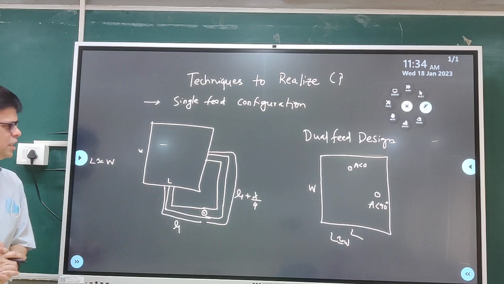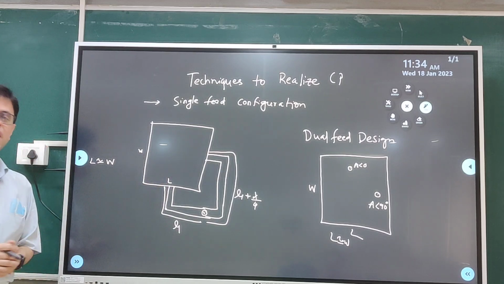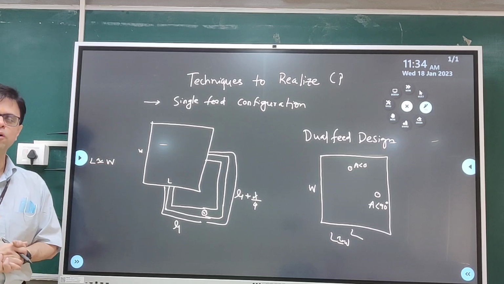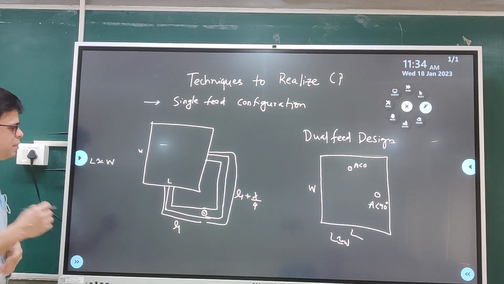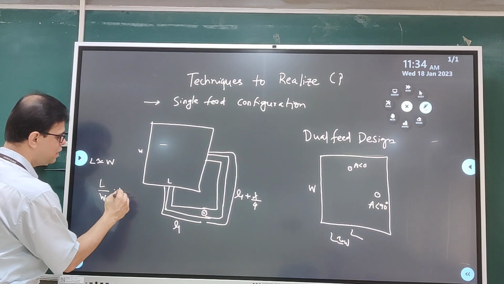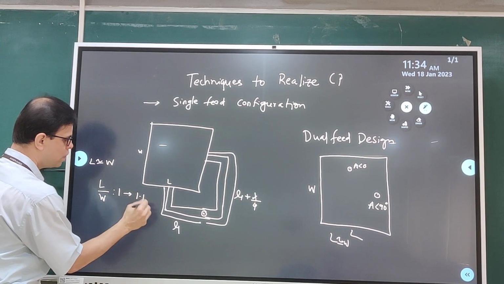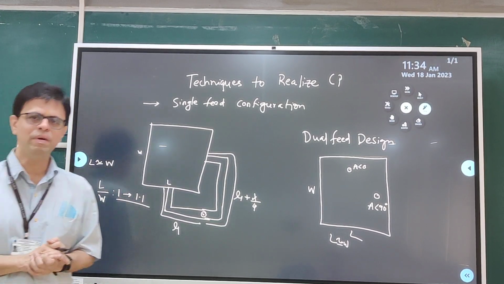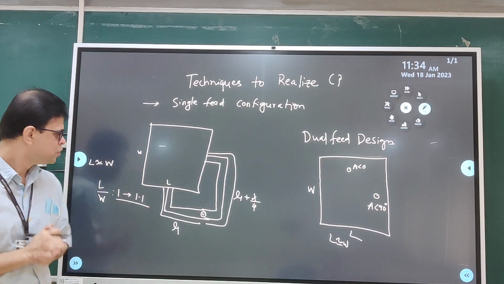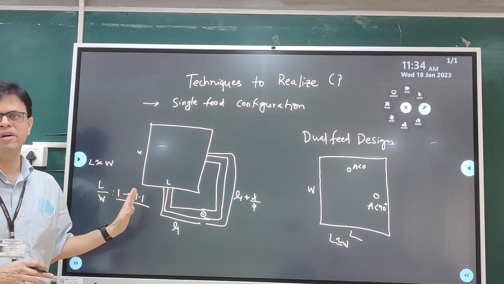Consider this configuration. I have taken a nearly square patch. Nearly square patch means L is approximately equal to W. To be precise, L by W can be in the range of 1 to 1.1. So I have taken a nearly square patch.